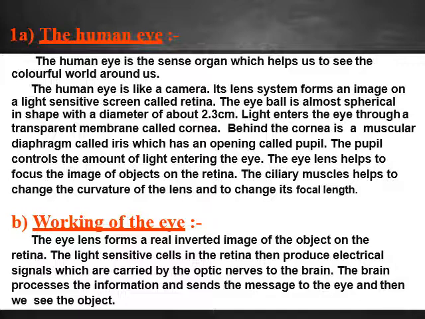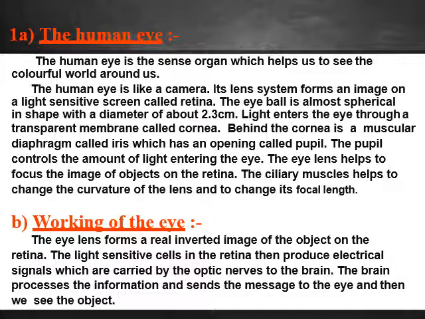Behind the cornea is a muscular diaphragm called iris, which has a small opening known as pupil. Now, this pupil controls the amount of light entering the eye. The eye lens helps to focus the image of the object on the retina, and the ciliary muscles help to change the curvature of this lens and also change its focal length.